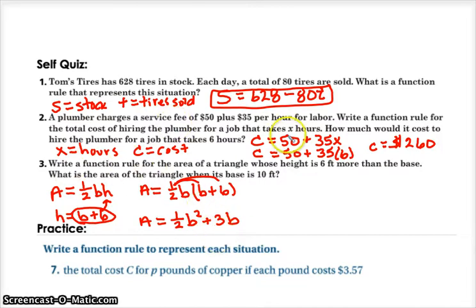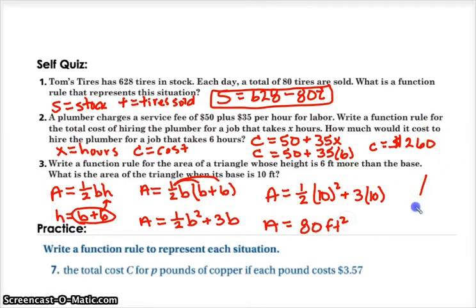So what is the area of a triangle whose base is 10 feet? I'm going to plug it in. So A equals 1/2 10 squared plus 3 times 10. That gives me a final answer of 80 feet squared. I can also look at this in terms of a picture. This would be my height. So if the base were 10, the height then would have to be 16. And I could do 5 times 16 and I would get 80 as my final answer.